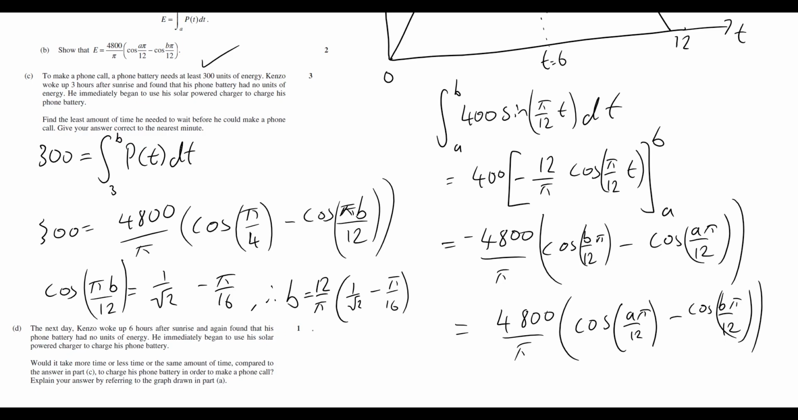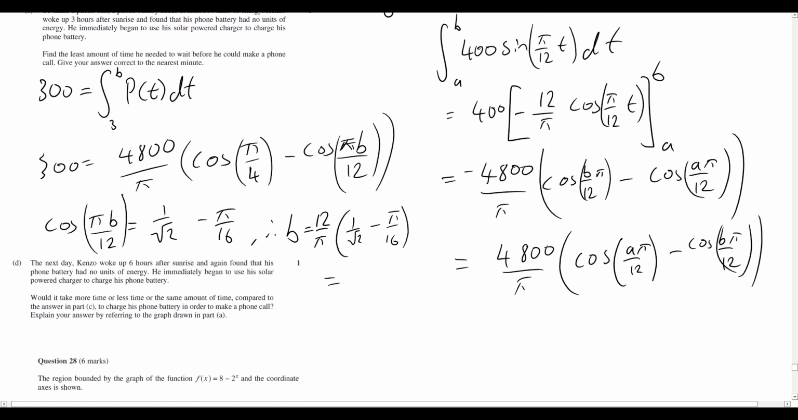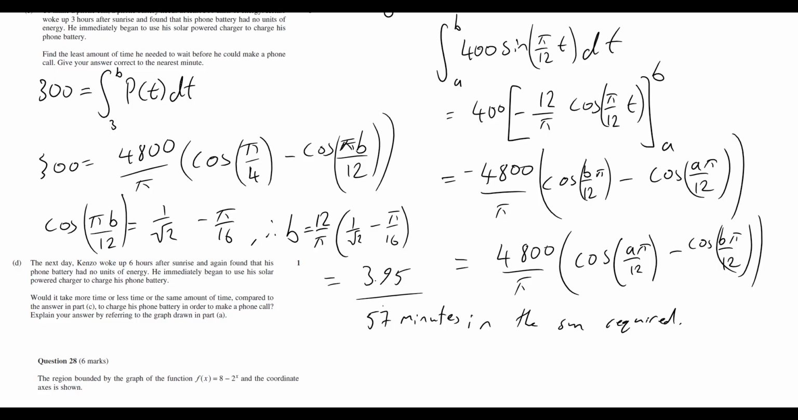And if we convert that into hours, so just chuck it into your calculator, we see that that will give us actually a result of 3.95, okay? But now let's be really careful here, because our upper limit is 3.95 and our lower limit is 3. So that means we've spent 0.95 hours in the sun, or we can say 57 minutes in the sun required. And there we go. Okay, so now moving on to part D.